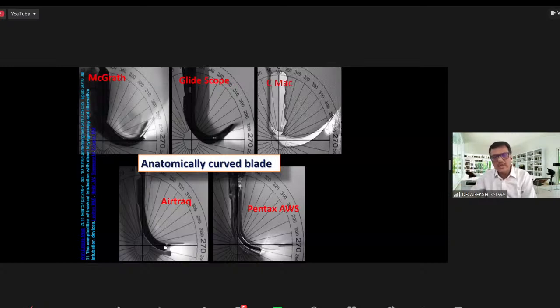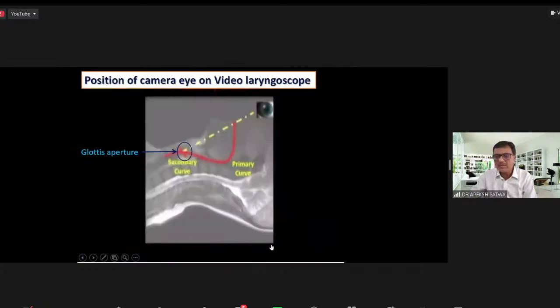If you look at the different video laryngoscopes, some have more than 90 degree angulation, fewer have 90 degree angulation. What difference does it make to us? The higher the angle, the nearer the camera is to the larynx. The lower the angle, the camera is a little bit away from the larynx. Look at this: hyperangulated, where the camera is much nearer to the larynx, and simple J-shape angulation, where the camera is a little bit away from the larynx. What difference does it make whether it is near to the larynx or away from the larynx?